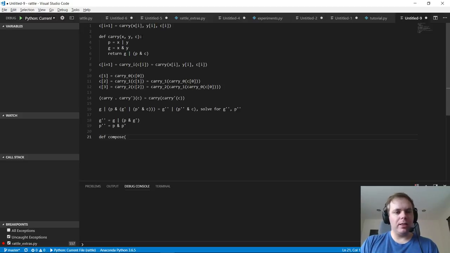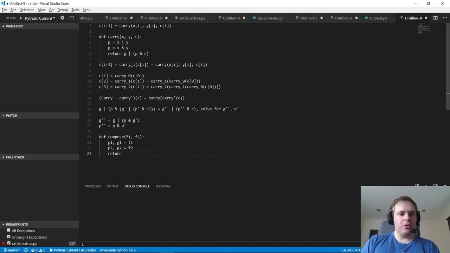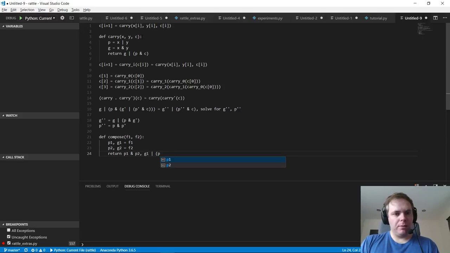You can call it f. Maybe instead of primes, I'll use just one and two. So we have two functions. I'll just call them f1 and f2 because they represent functions. And so you have p1, g1 is f1. So we unpack those components, and then I return a new tuple corresponding to this. So the first one was p. So first this, and then for the second one, it's G1 and P1 and G2. So that's the composition law.